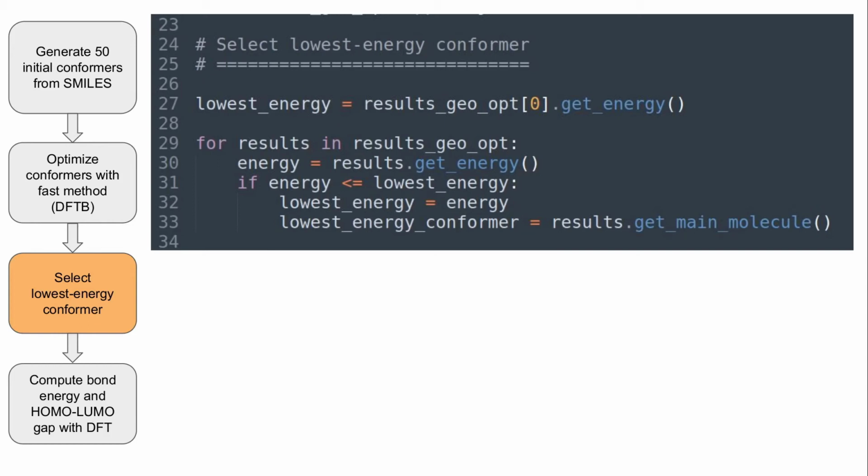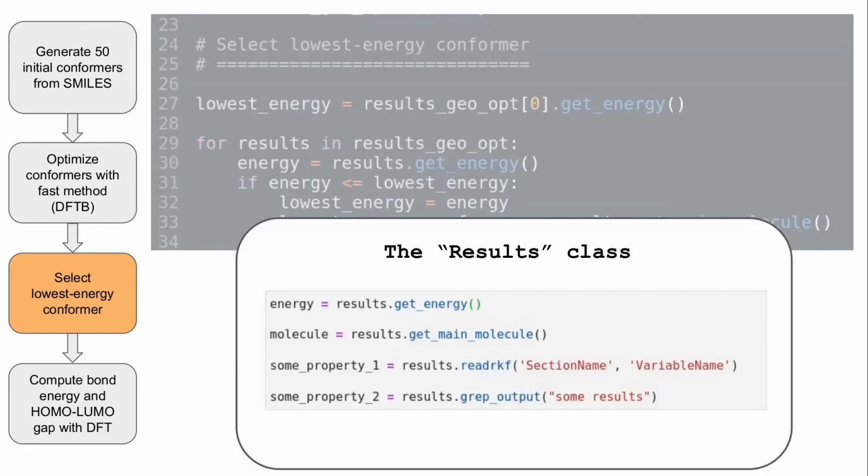In PLAMS, the results of the simulation can be accessed via the results class. You can see here how to use the getEnergy method to extract the energy of the optimized molecule and the getMainMolecule method to extract the optimized geometry. You can also extract results directly from the binary KF file using the readRKF method, and you can even extract results from the text output of the simulation using the grepOutput method.